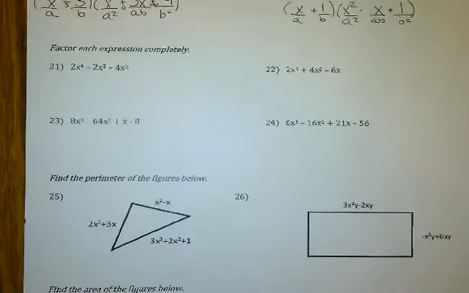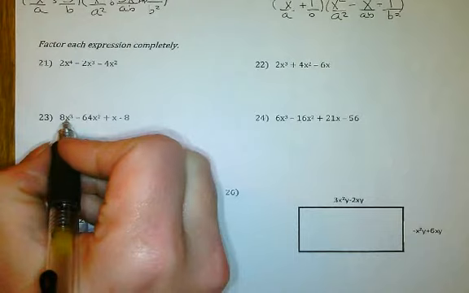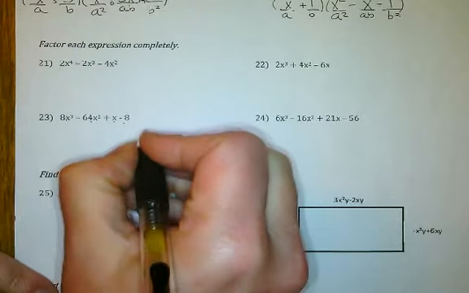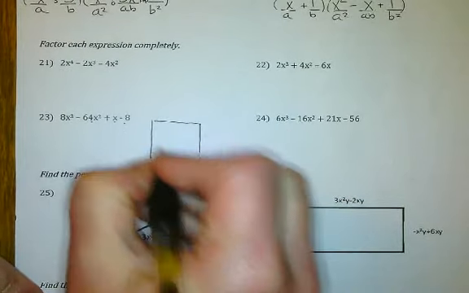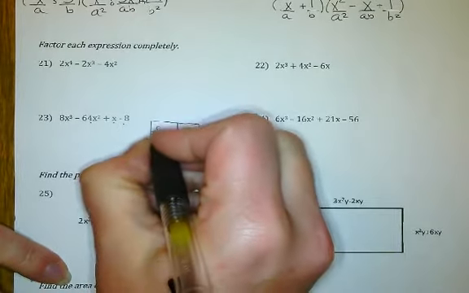Okay, on the next ones, there are two different types of factoring here. I'm going to do 23 first. On number 23, as soon as you see that it has 4 terms, you need to draw a box, because there are 4 sections on the box. And then I'm going to start filling the box in.